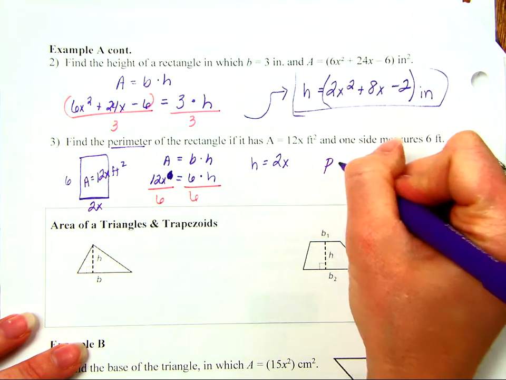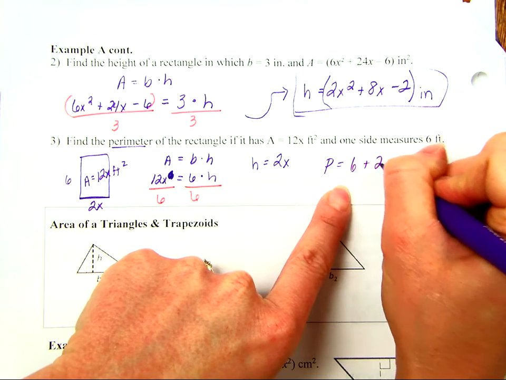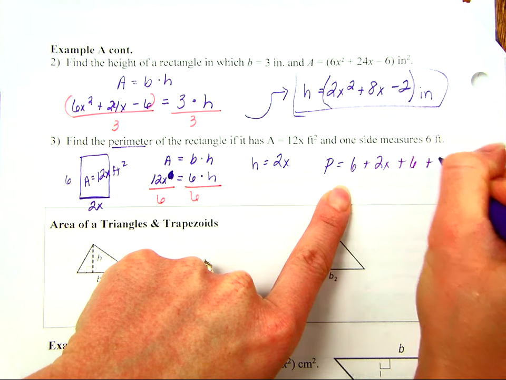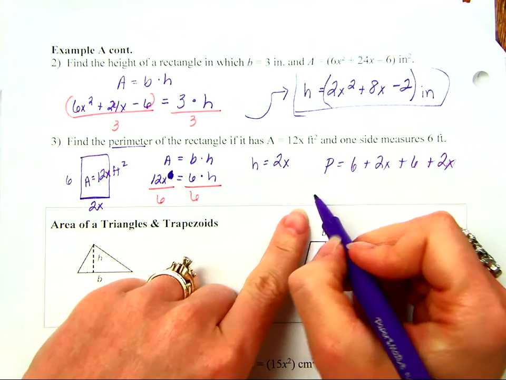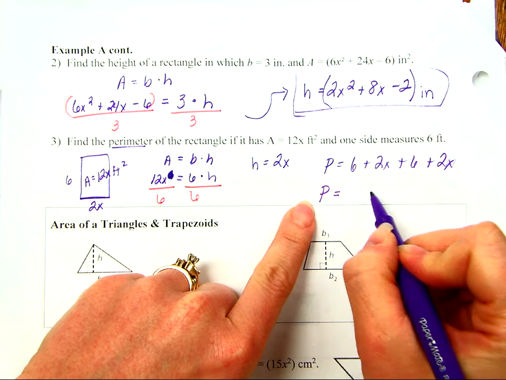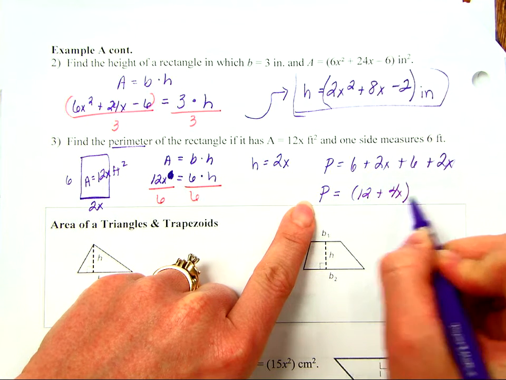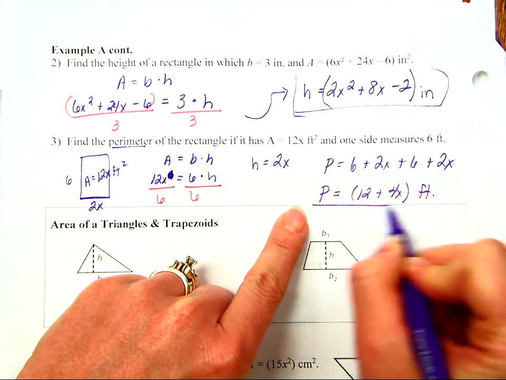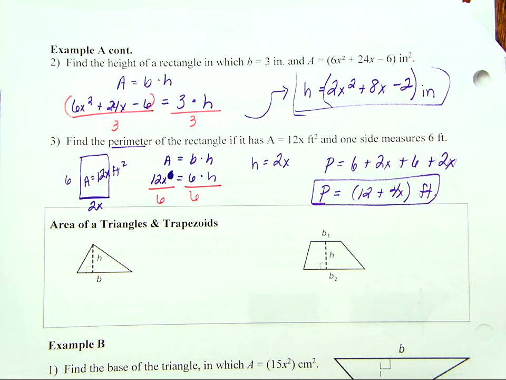Well, we know for the perimeter we need to add up all 4 sides: 6 plus 2x plus 6 plus 2x, and we're simply going to combine our like terms. Here we would give our perimeter as 12 plus 4x, and that would be in feet. It's a linear measure, so it is feet and not feet squared.